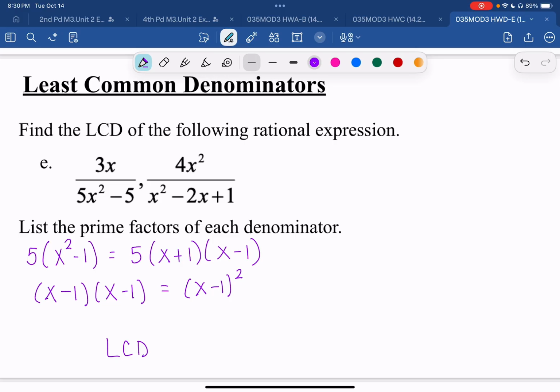All right, so LCD. I know it's got to have a 5. I know it's got to have an x plus 1. I know it's got to have an x minus 1. Hey, but look, I've got x minus 1 to the second power. That means that it has to have that because that's the biggest power.